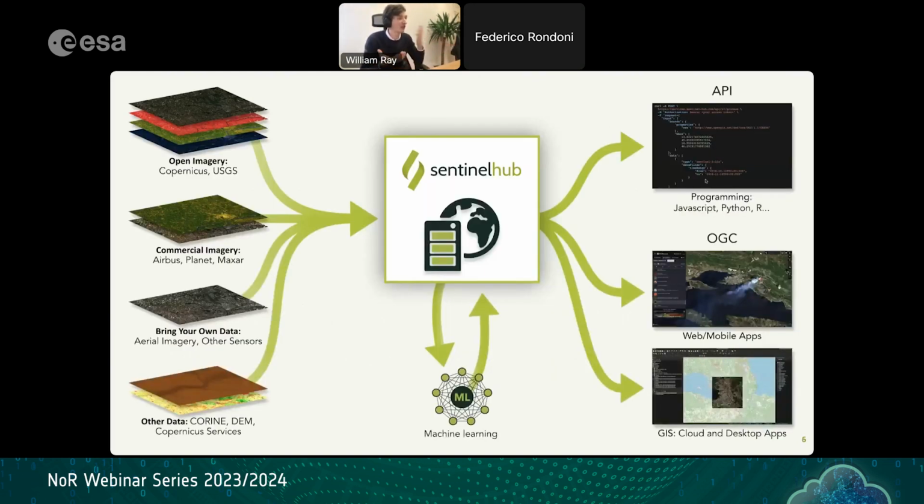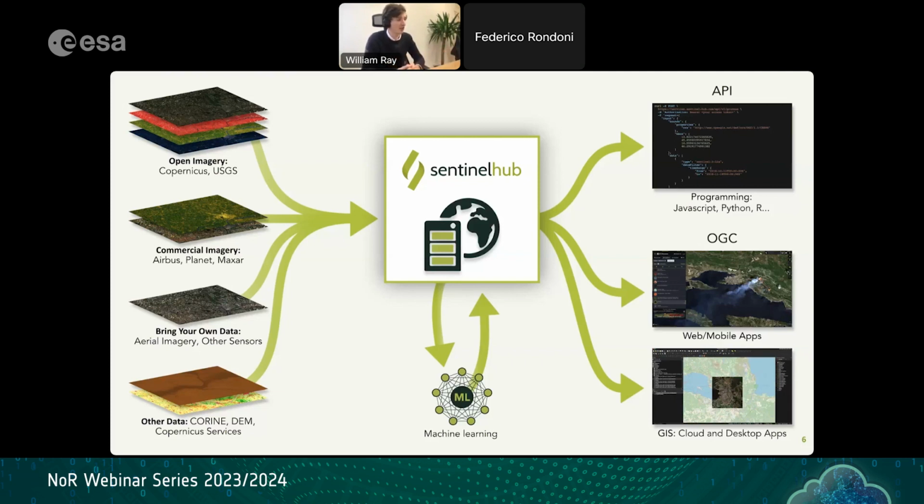So, as I said, on the left, the data are available. We've got open imagery from the Copernicus program, the Sentinel missions: Sentinel-1, Sentinel-2, Sentinel-3, Sentinel-5P. We also have access to the full Landsat archive in Sentinel Hub. You have access to commercial imagery providers such as Airbus, Planet, and Maxar. This data is paid for on top of your Sentinel Hub subscription, but it means that it's delivered straight into the Sentinel Hub ecosystem, making it really easy to access and analyze.